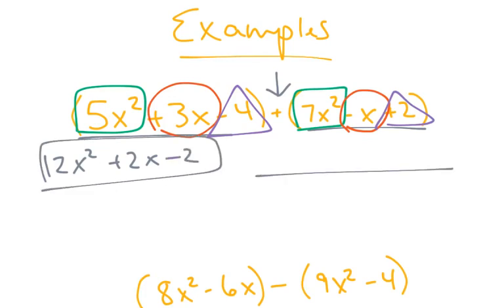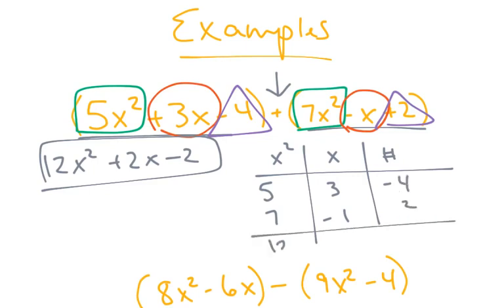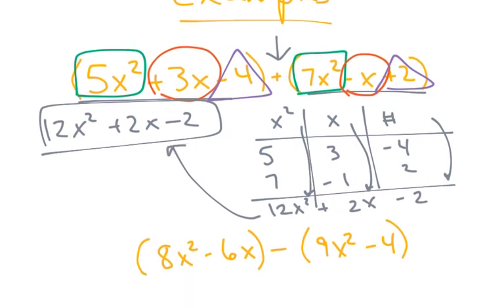Another way you could do it is by a table. I've got an x squared term, an x term, and a number term. So I've got 5 here and a 7 here, a 3 and a -1, and a -4 and a 2. When I add down, I get 12, 2, and -2, and then carry down your terms. So there's your x squared plus x and then 2. Essentially you can see that you get the same thing. No matter how you organize it, they both will work.